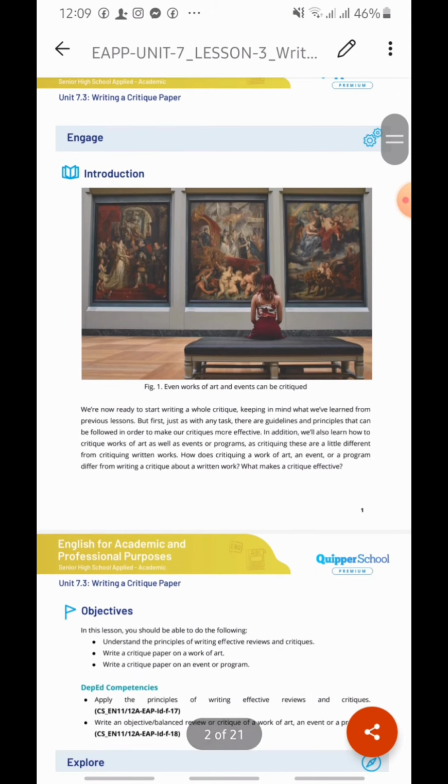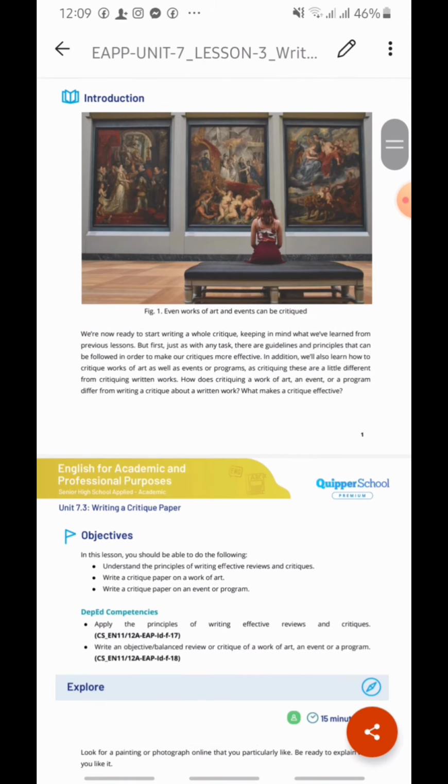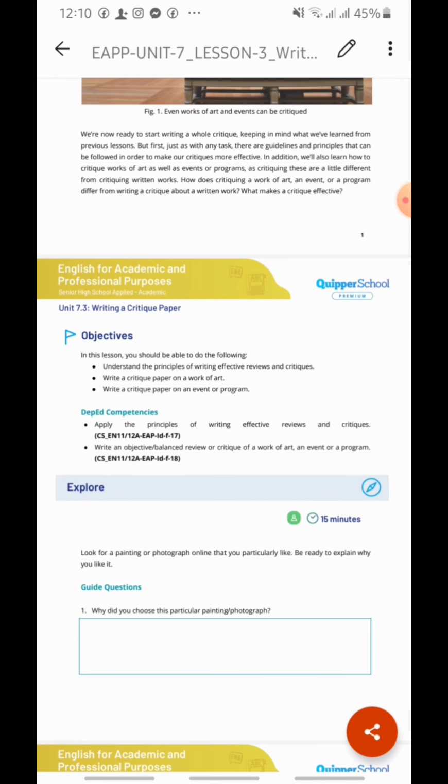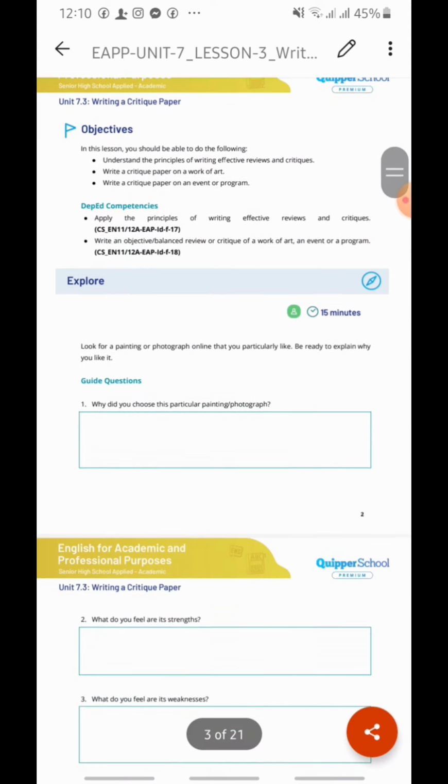So, in this case, dapat jud na i-follow na tong academic writing style and mga section like the introduction, body, and conclusion. So, objectives. In this lesson, you should be able to do the following. Understand the principles of writing effective reviews and critics, write a critic paper on a work of art, write a critic paper on an event or program.